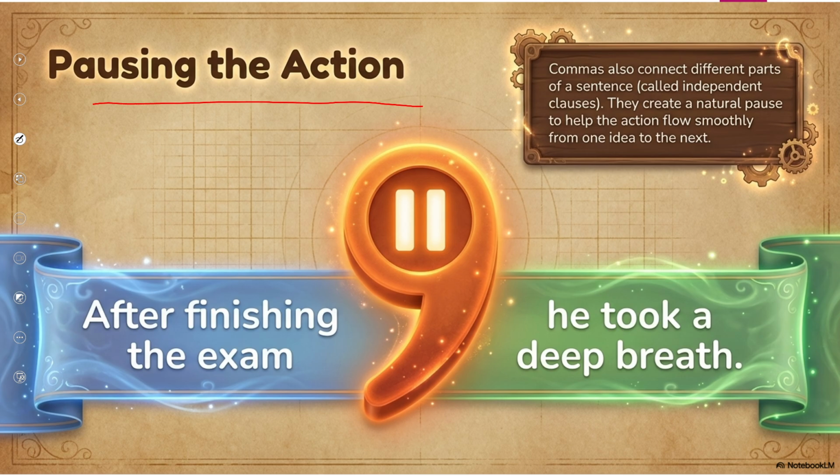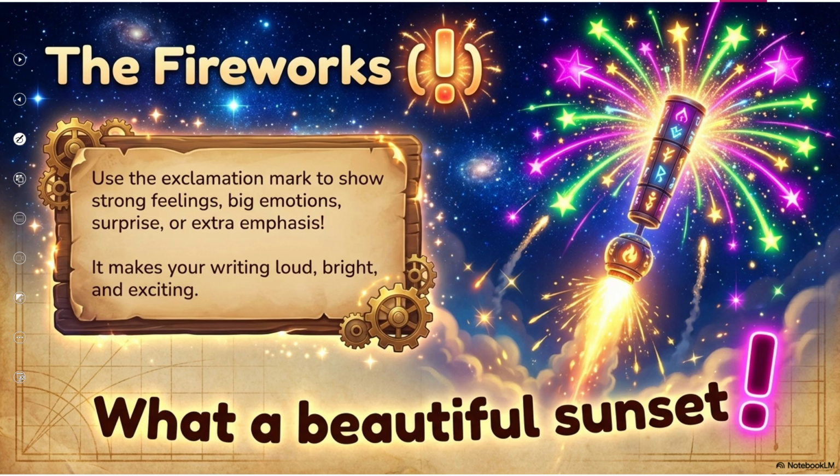Comma also connects different parts of a sentence called independent clauses. They create a natural pause to help the action flow smoothly from one idea to the next idea. For example, after finishing the exam, here we use comma to make a short pause. He took a deep breath. When you read this sentence, after finishing the exam, he took a deep breath, you have to read that sentence like that.